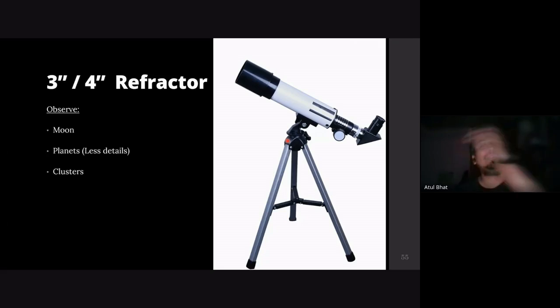For institution or personal use, typically a 3-inch or 4-inch refractor is good. If you want a manual one, it'll cost you around 15,000 to 25,000, and the higher ends come better.